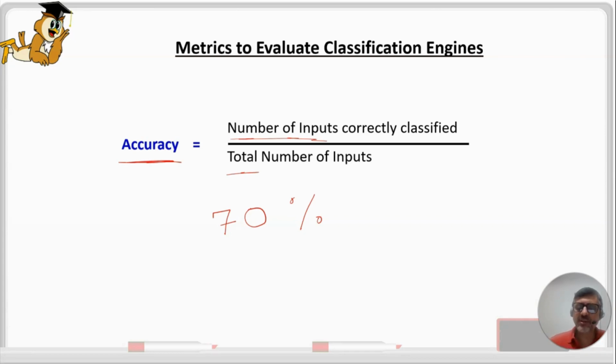Now, what happens is that in many scenarios, the accuracy is simply not enough. You need to dive in deeper. You need a better understanding of what is actually happening. So, for that reason, we actually need metrics that are a little bit more detailed than simply the accuracy.